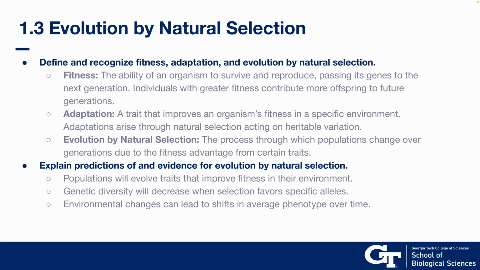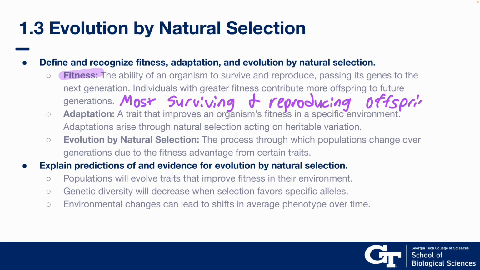Okay, so now talking about what natural selection actually is. We have to understand the concept of fitness. We obviously have heard the term survival of the fittest. So fitness is based on most surviving and reproducing offspring. So the fittest organism will be able to produce the most offspring that survive, so they aren't just born and then immediately die, and go on to reproduce.